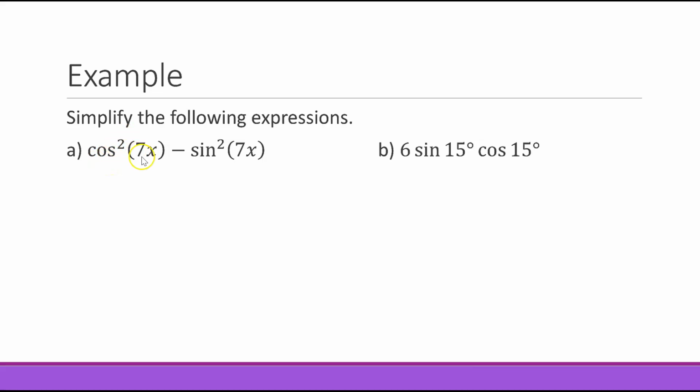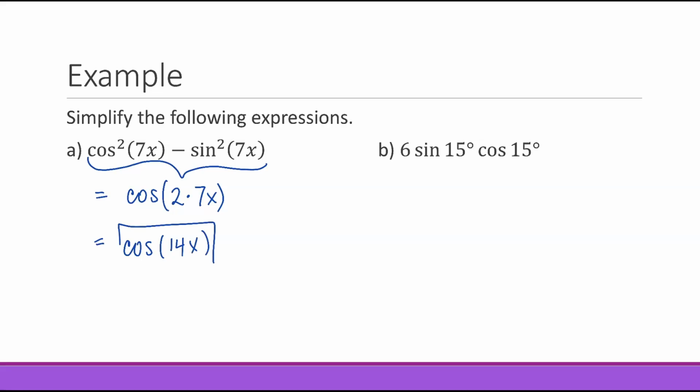So cosine squared of an angle minus sine squared of that same angle will condense down, so this whole quantity will condense down to cosine of 2 times the input of the sine or cosine function. So 2 times 7x, right? Double angle identity. We're doubling the angle. So this simplifies to cosine of 14x.